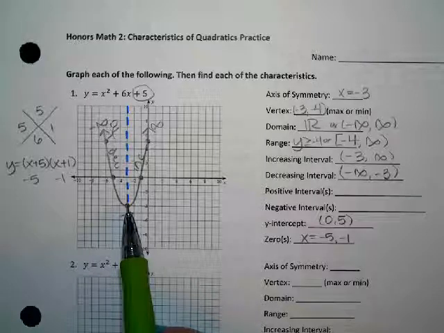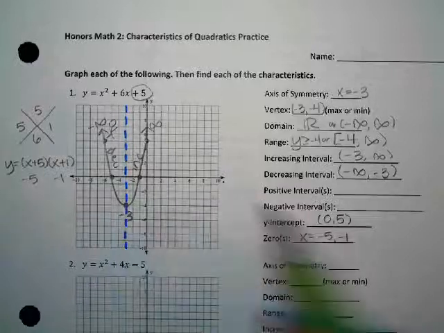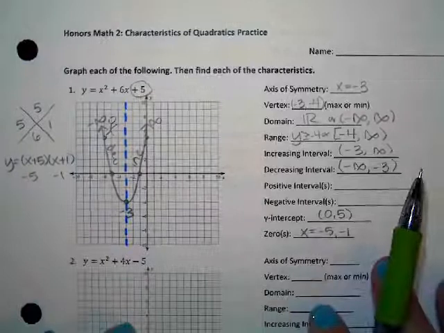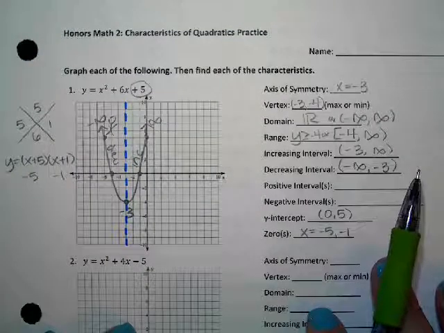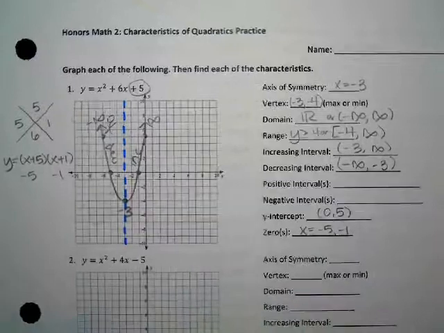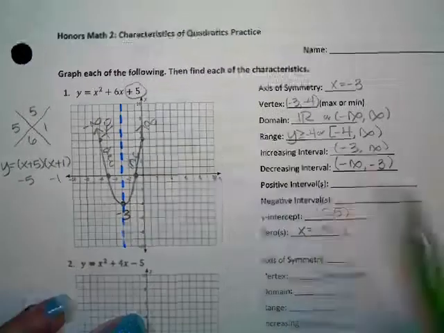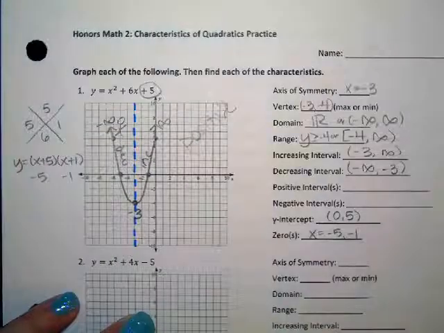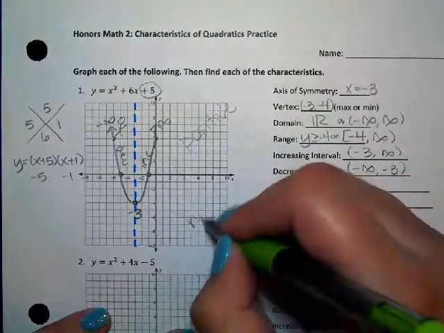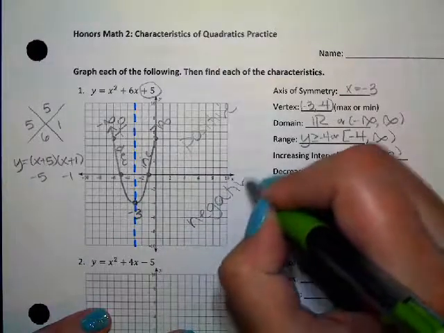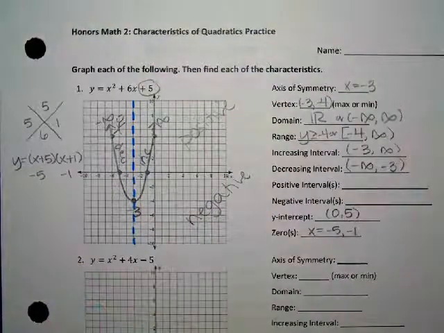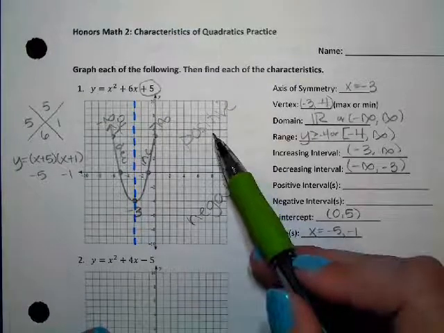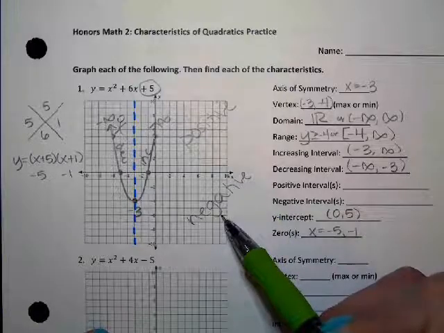Okay. Now, positive intervals are up here. These are positive because your y coordinates are positive there. Negative intervals are down here because your y values are negative. Does that make sense? Positives, y values are positive. Negatives, y values are negative. Okay? But so they're saying, where are the y values positive? Where are the y values negative? So the x values are the answer.